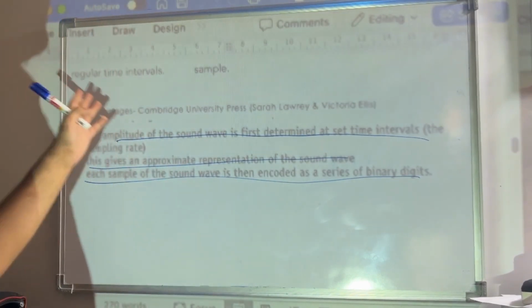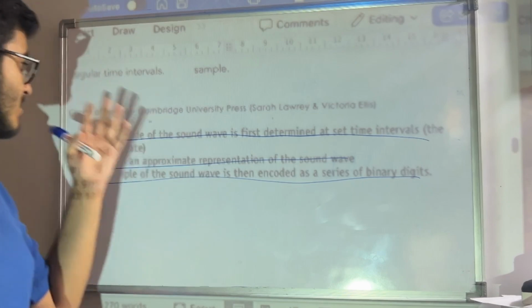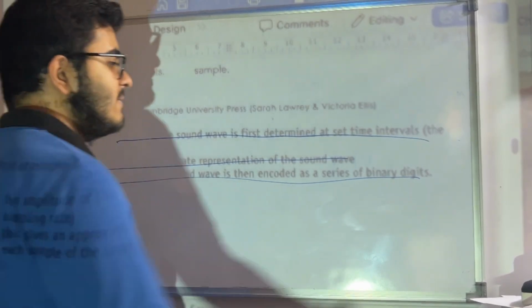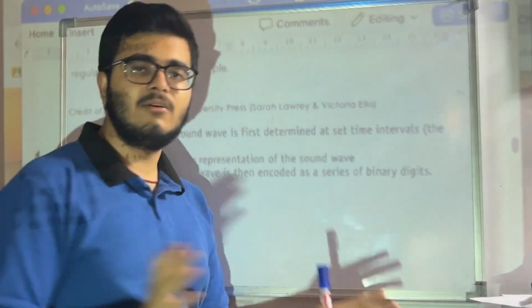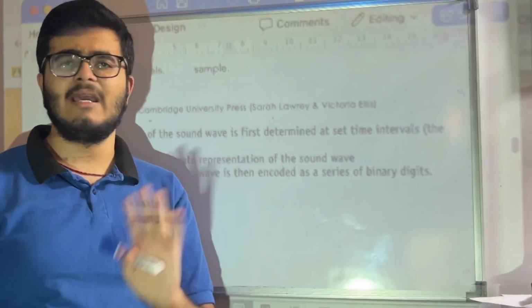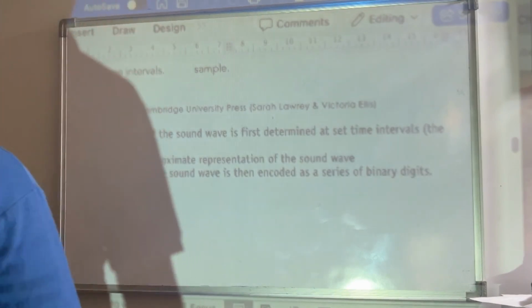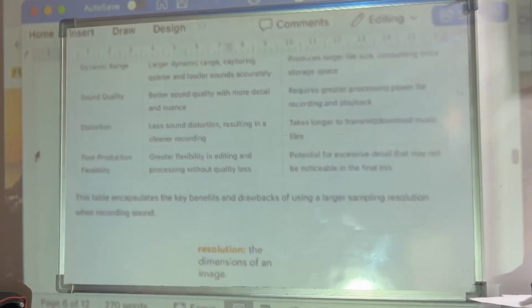The images above, the credit goes to Cambridge University Press, right? These images that I've taken above are from your book. So this is a sound wave. How do we represent it? Once again, we divide the sound wave into smaller parts, and each part is known as a sample, and each part is assigned a unique binary value, right? This is how sound is represented.